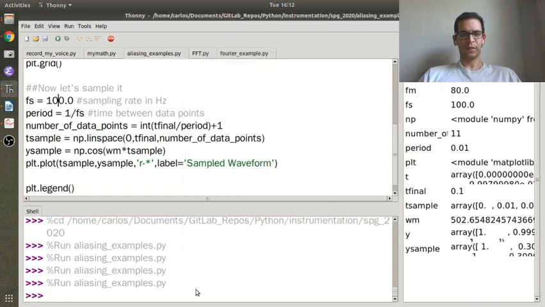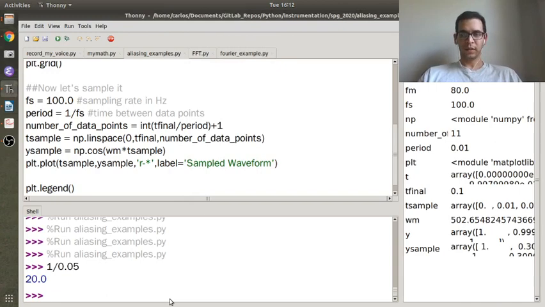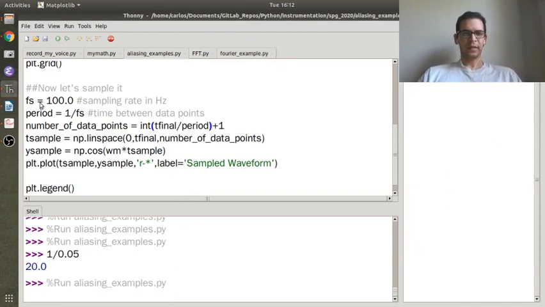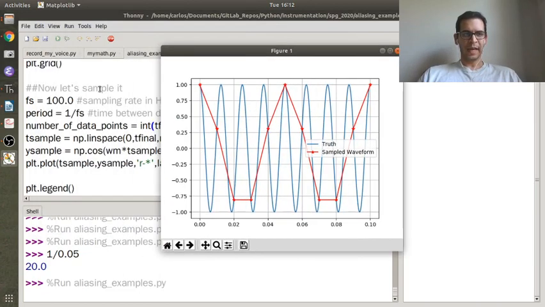That would give me my frequency. 1 divided by 0.05, that's 20 hertz. So if I take my 80 hertz signal and sample at 100 hertz, my output wave is going to have a 20 hertz signal.